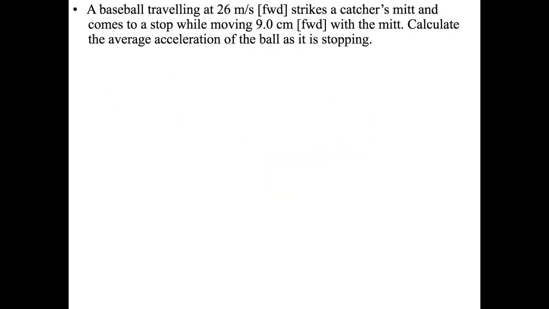A baseball traveling at 26 meters per second forward, so we say VI is equal to 26 meters per second forward, strikes a catcher's mitt and comes to a stop while moving 9 centimeters forward. So the ball is going to move the catcher's mitt in the direction of the initial motion. So we'll say displacement is going to equal 9 centimeters, which is 0.09 meters, since all our units are in meters. Calculate the average acceleration of the ball as it is stopping. Since it's stopping, VF is, of course, 0.